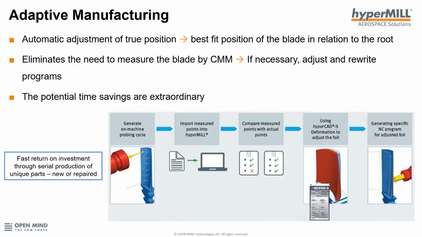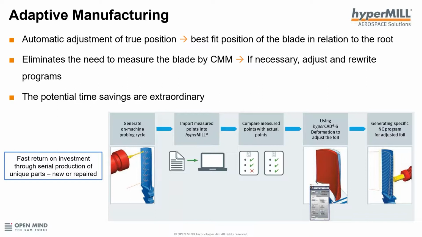So there is an automatic adjustment of the true position, which provides us the best fit position for the blade in relation to the root. So we are graphically here trying to show you an example of how it is done.